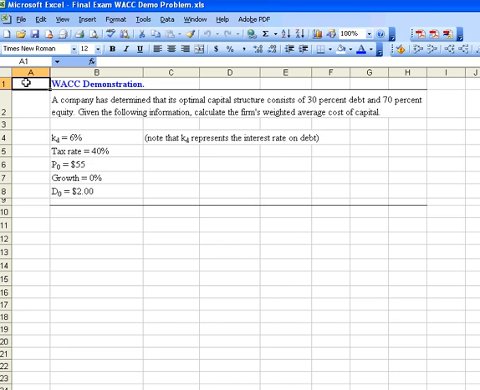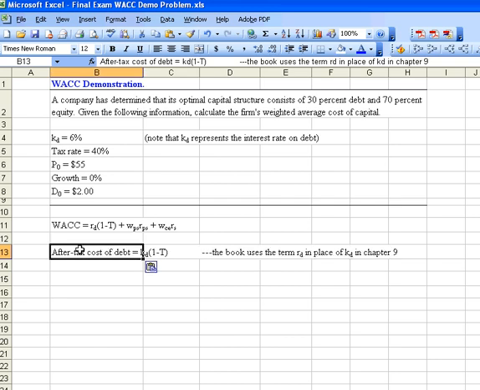Now, to solve this problem, you need to have a couple formulas, and rather than having me type it, I've prepared it. I'm just going to copy it in. Typing and getting the formatting of the subscripts would be difficult. There we have the weighted average cost of capital formula. Two lines below, I've dropped in the formula for the after-tax cost of debt, which is the first term in the weighted average cost of capital. And here, keep in mind I'm using K of D. The book may use R of D. The terms mean the same thing.